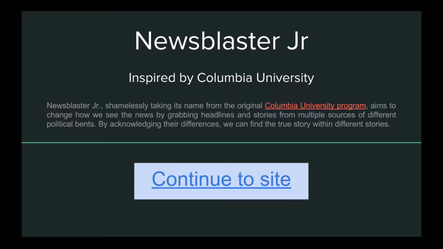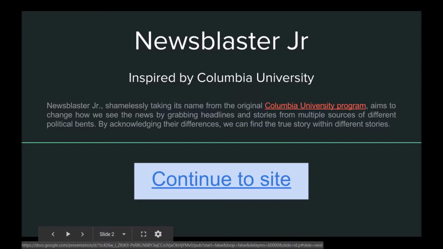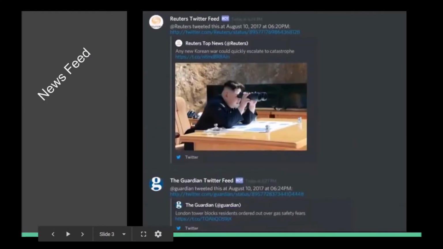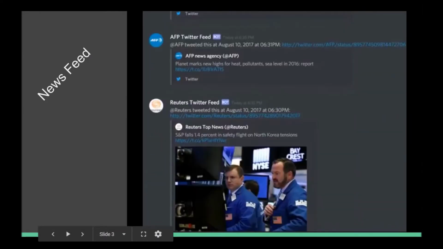The name of the NewsBlaster Junior bot is inspired by Columbia University's NewsBlaster program. You can click on the link in red on the actual presentation to learn more about that. So let's take a look at this mock-up of a website. So here we have a mock of a newsfeed, some articles that we might be interested in looking at.